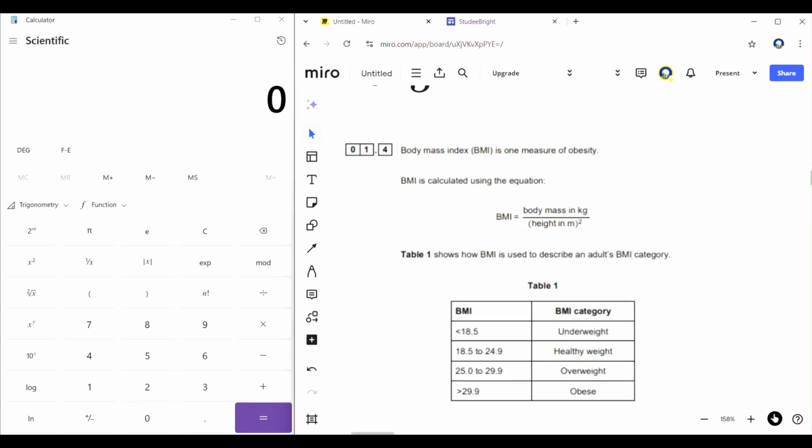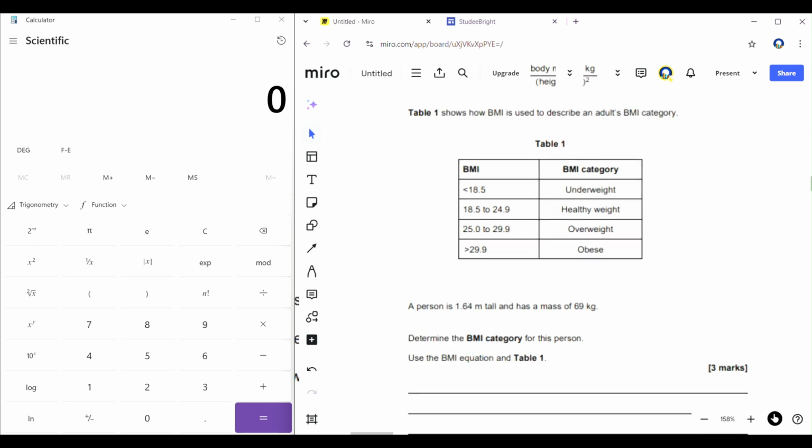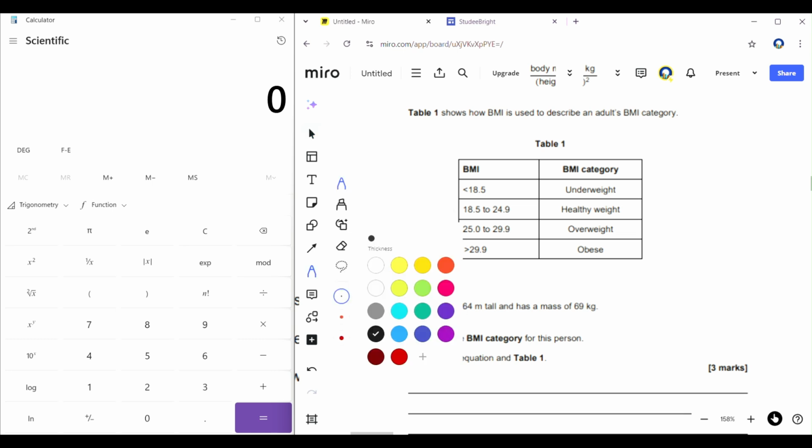Body mass index, BMI, is one measure of obesity. BMI is calculated using the equation BMI equals body mass in kg over height in meters, and this is in brackets squared. Table 1 shows how BMI is used to describe an adult's BMI category, and you've got the table here with all the categories and the values listed on the left. A person is 1.64 meters tall and has a mass of 69 kg. So I will underline this new information that we have been given here because it's key.